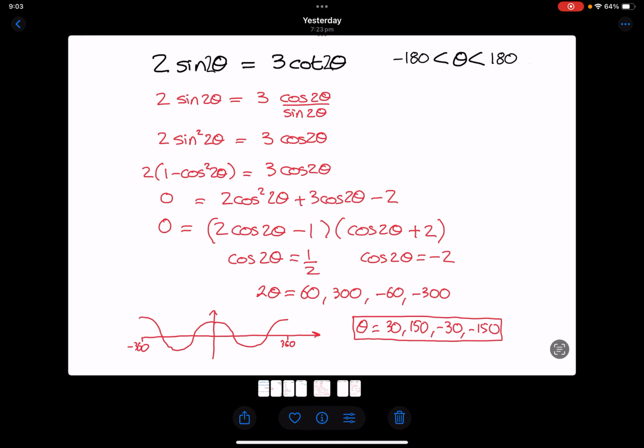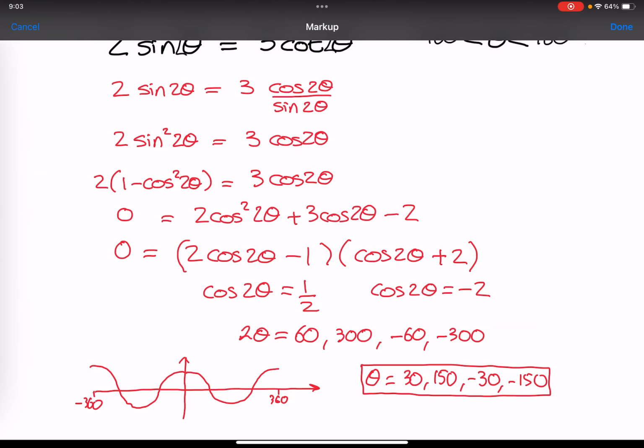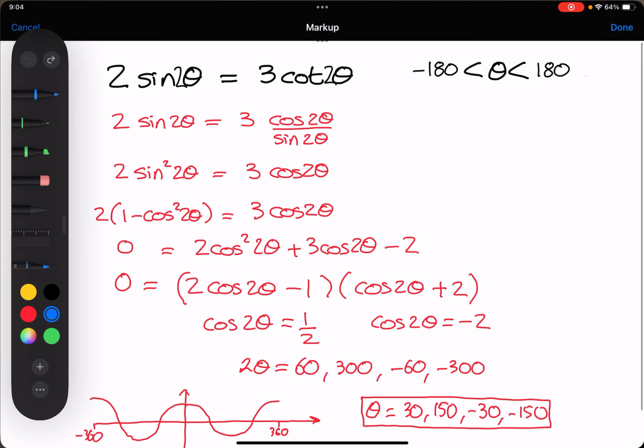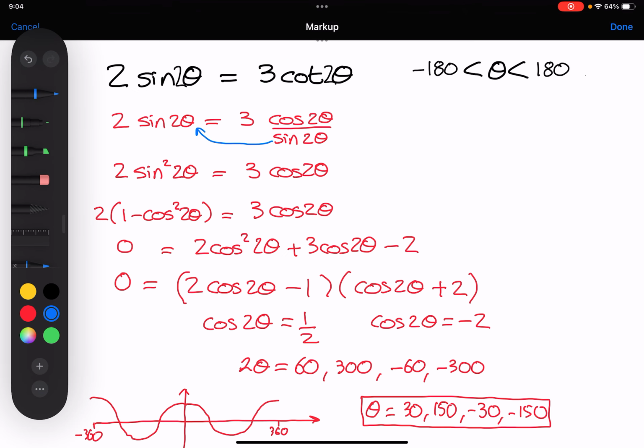And here's all my working. So you can see on the left-hand side, I've kept it exactly the same to begin with. On the right-hand side, I've turned the cot 2 theta into cos 2 theta over sine 2 theta. And we've got 3 of those. Then what I've decided to do is I multiplied both sides by sine 2 theta, just to get rid of the fraction. So that is why on the left-hand side, I've got a sine squared 2 theta there now.